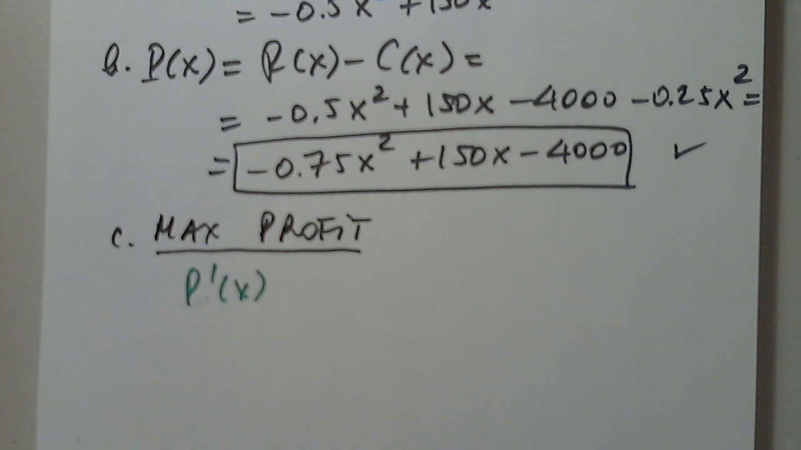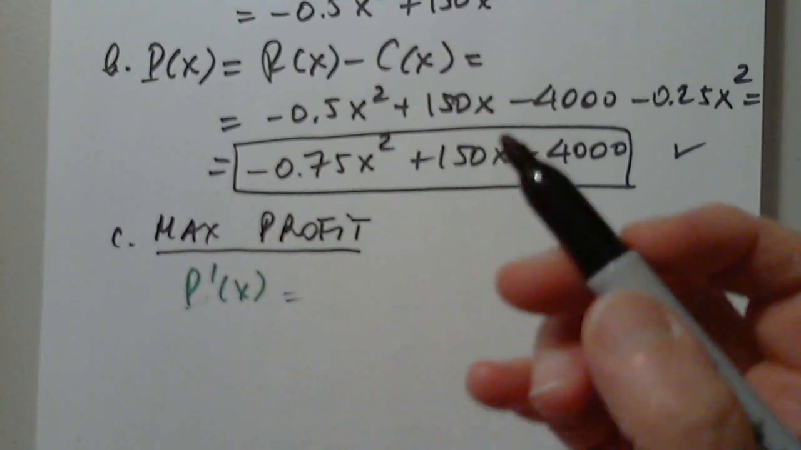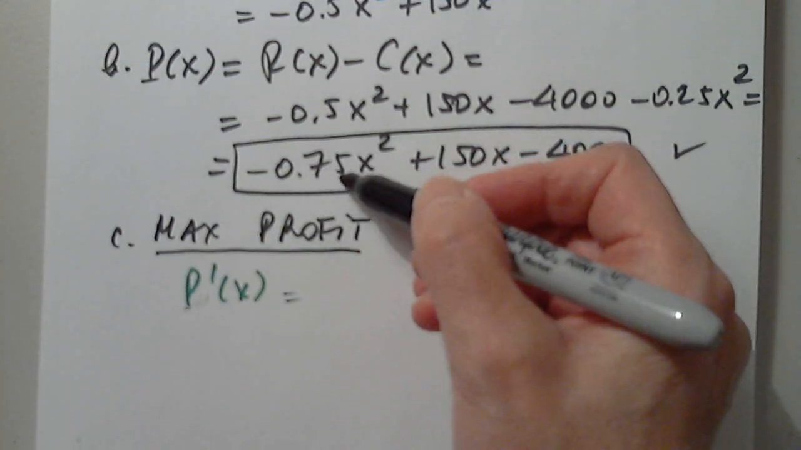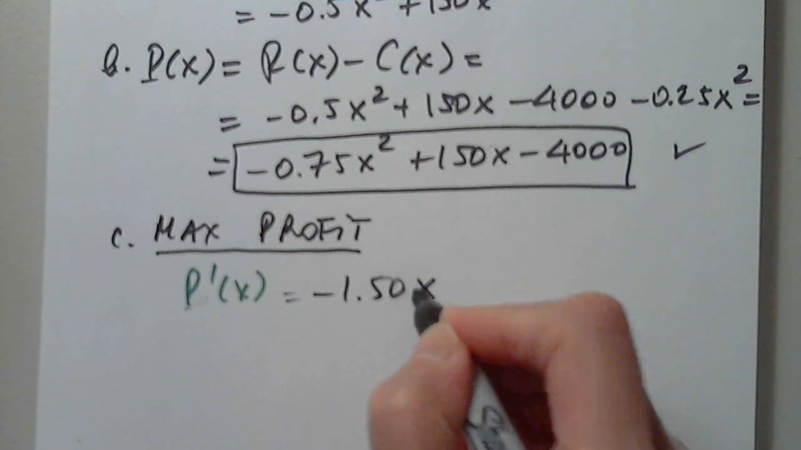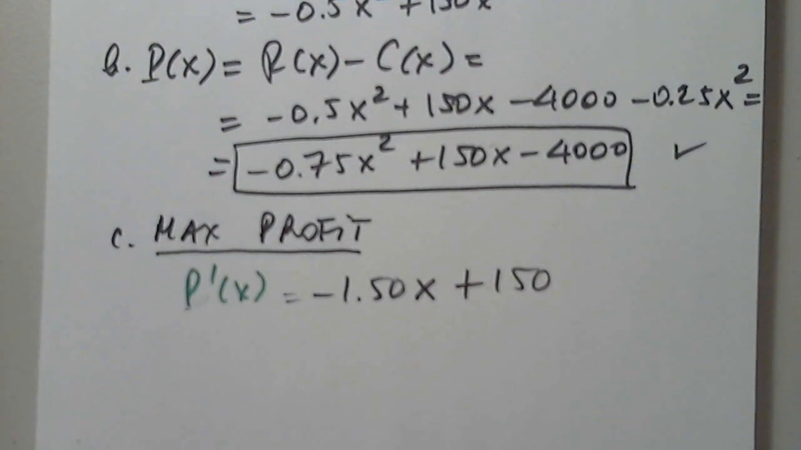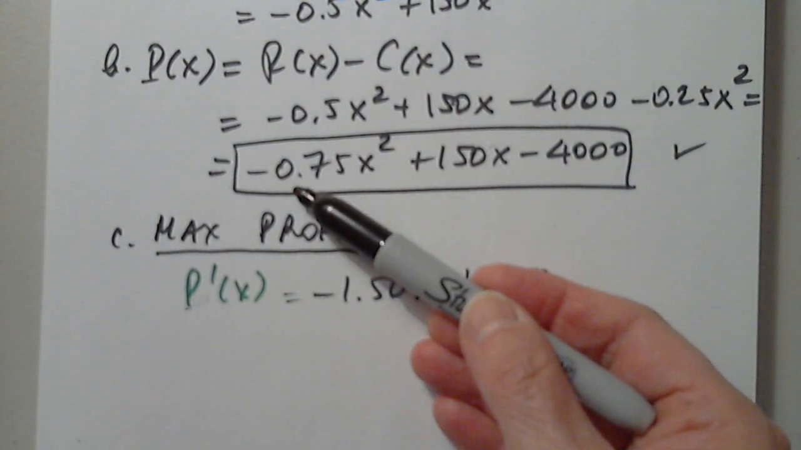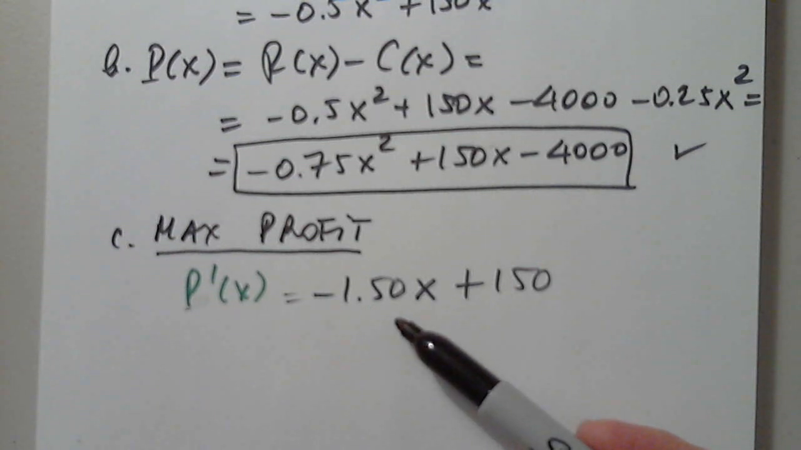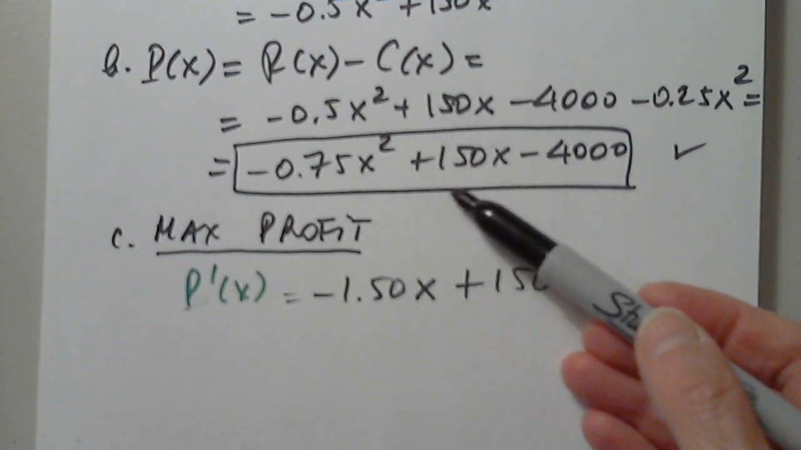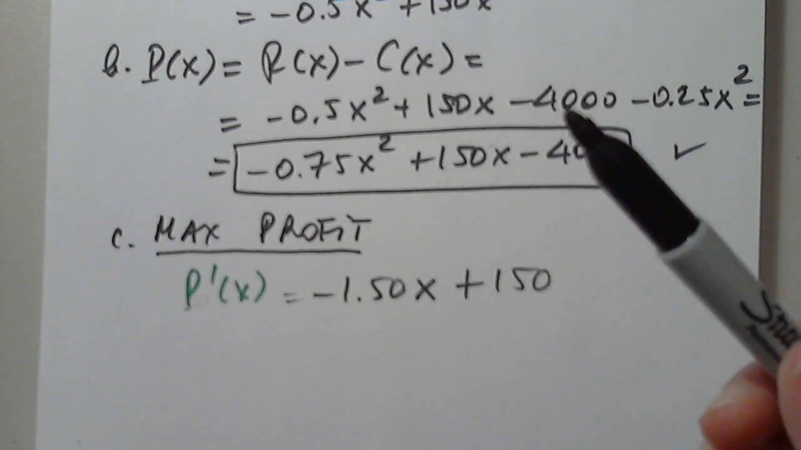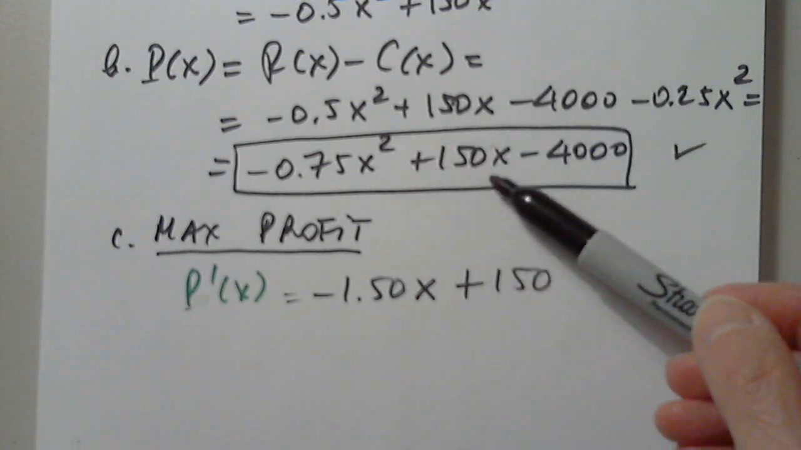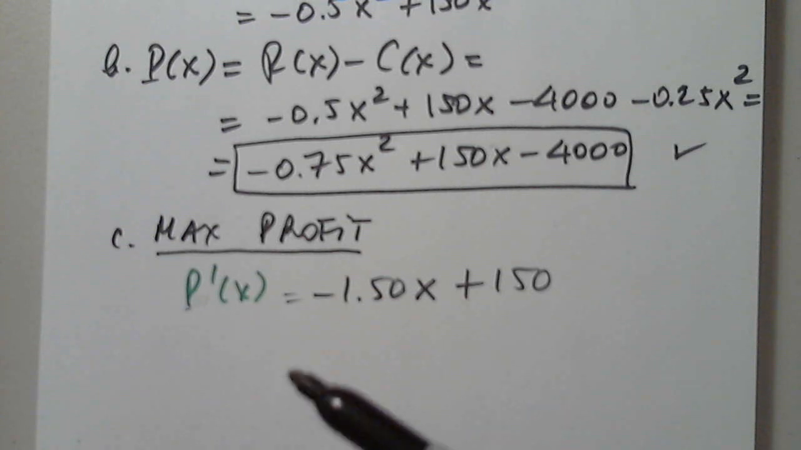It's the profit function, the rate of change of the profit function. Very good. So when I bring this down, 0.75 times 2 is 1.5. So negative 1.5x plus 150. So bring down 2, multiply, negative 1.5 times x, and the derivative of 150x is 150. What do I do next?